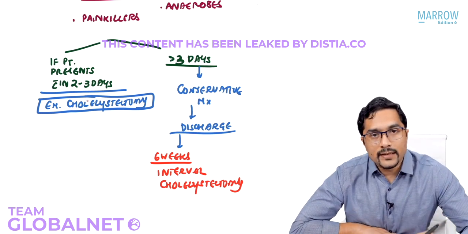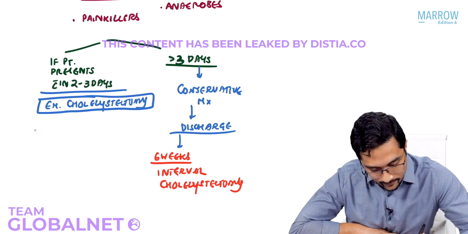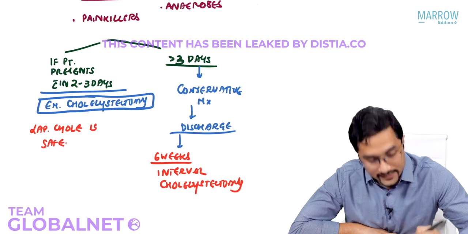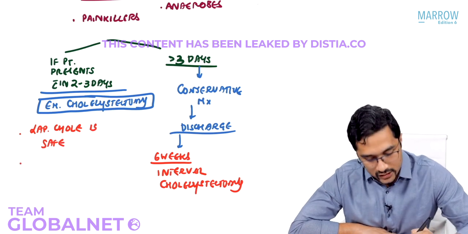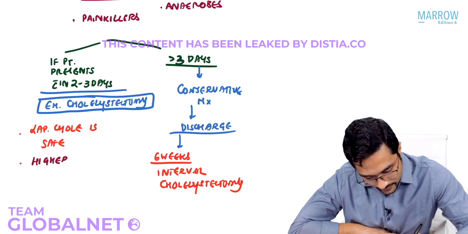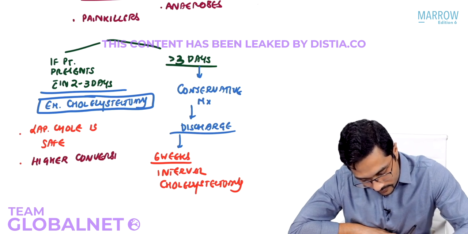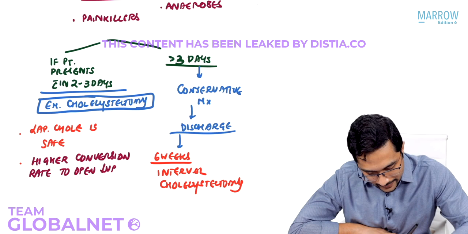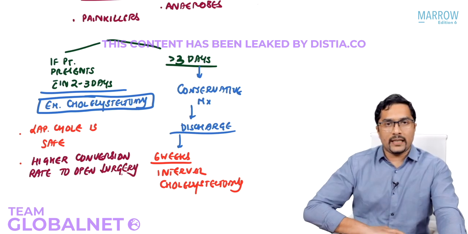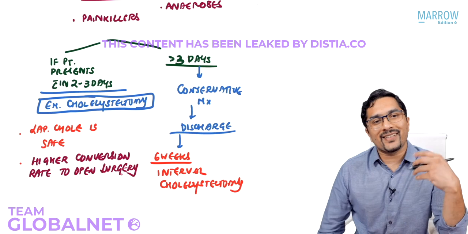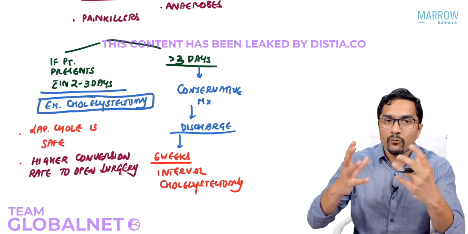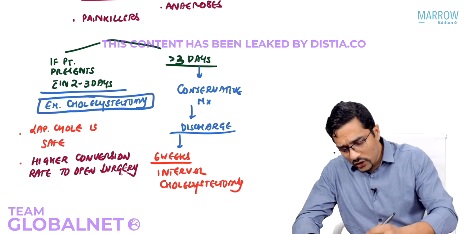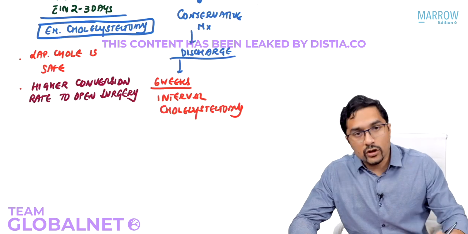Now, if you are doing emergency cholecystectomy, lap chole is safe. Lap chole is safe in emergency setting also. The only thing which Bailey mentions is that there is a higher conversion rate to open surgery. Normally, lap getting converted to open is around 4%. But if you're doing it in the emergency setting, the conversion rate is slightly higher because you might have more adhesions, more problem in dissecting, and you might need to open up the case. So this is the management of acute cholecystitis, which you should know about.